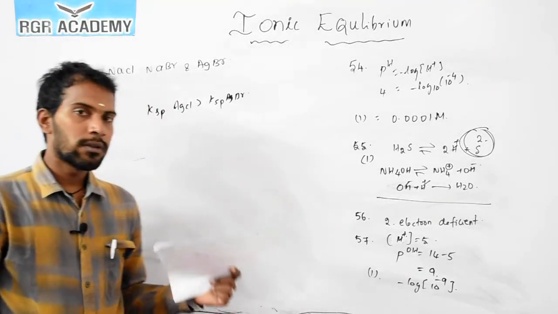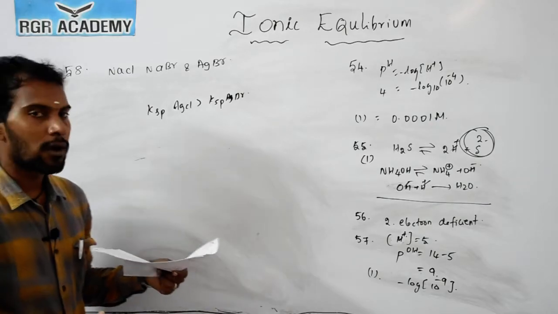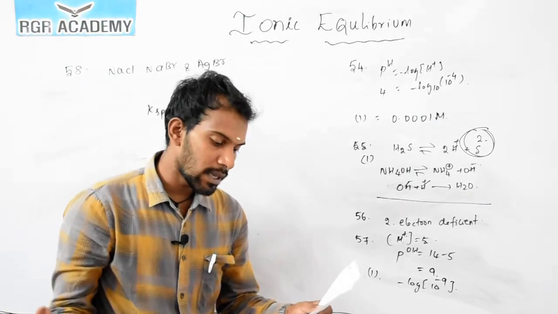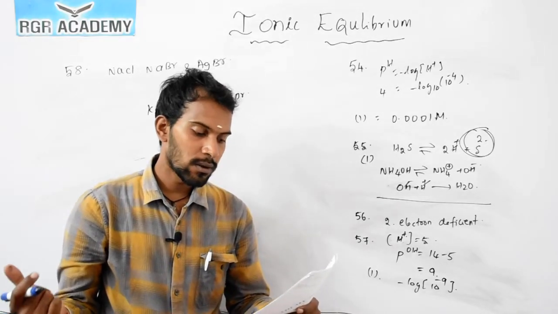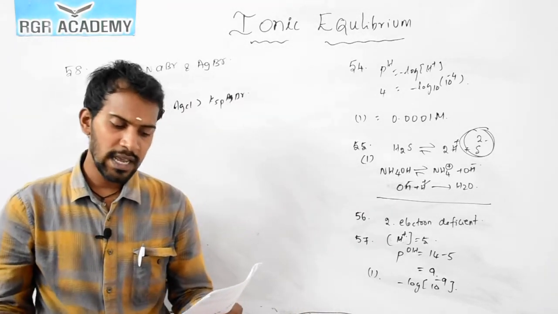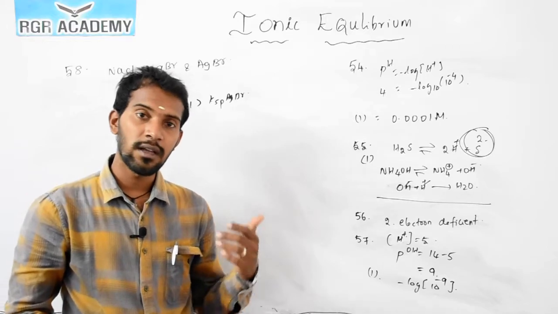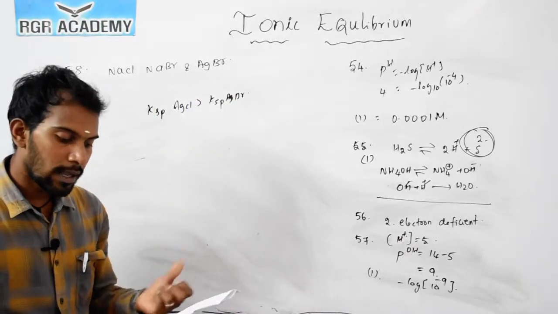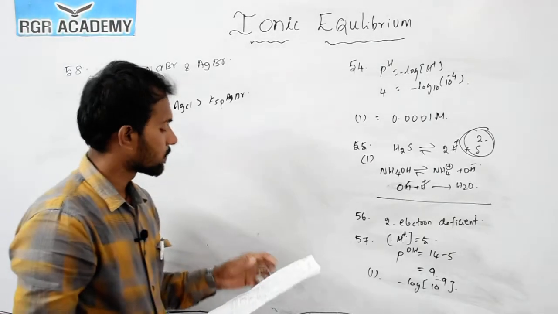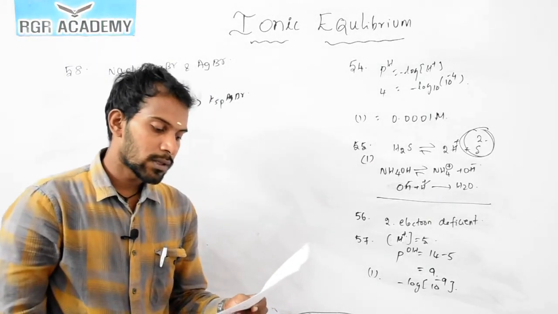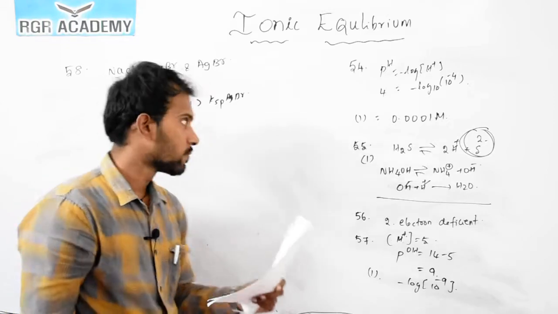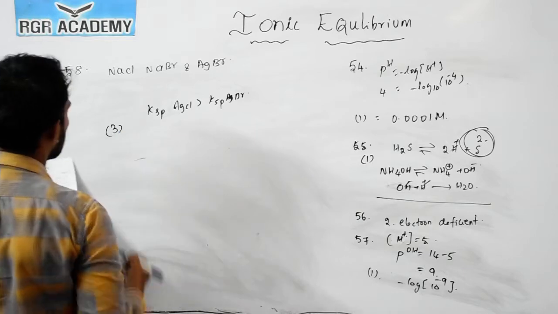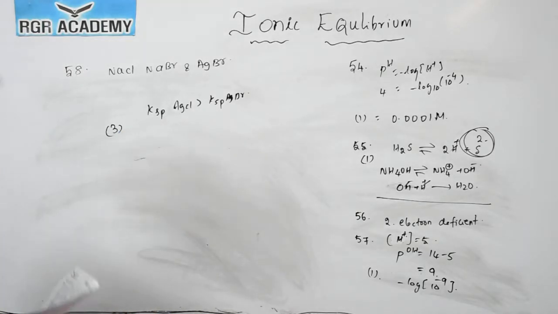Now if Ksp of AgBr is greater, then which one has the solubility product, that one gives less precipitate. So statement 1 is true and statement 2 is false. So the answer is 3. Statement 1 is true and statement 2 is false.